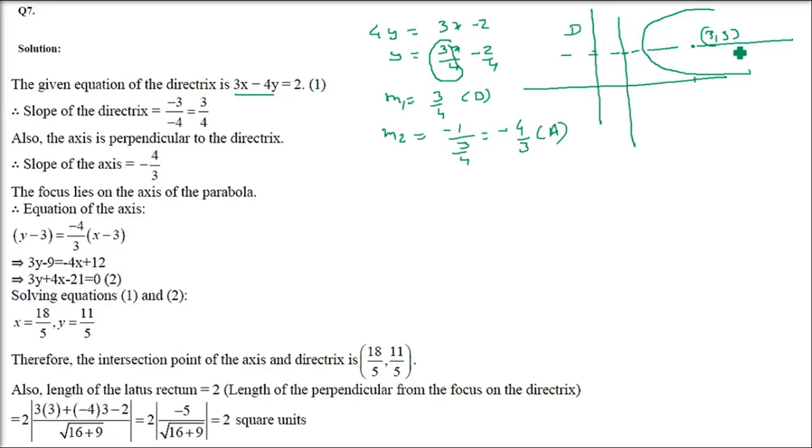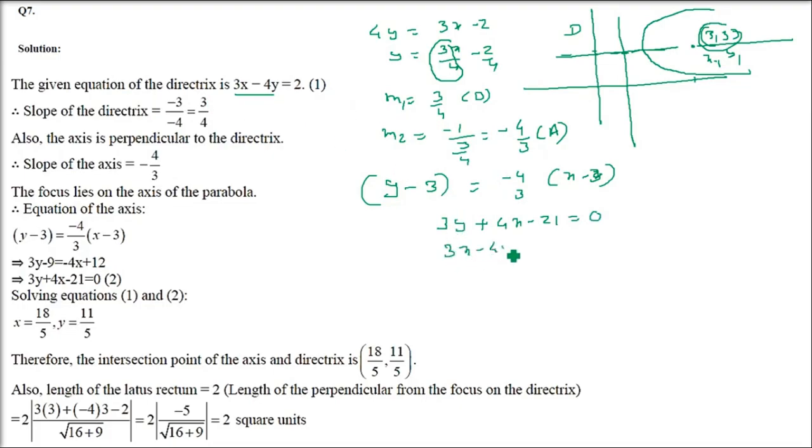Now the focus is on the axis, and it is passing through (3, 3). So the slope is also known. The slope is minus 4 by 3. It is passing through (3, 3). So what is the equation? y minus y1 equals m times (x minus x1). (x1, y1) is (3, 3) and m is minus 4 by 3. So this is the equation being formed: 3y plus 4x minus 21 equals 0. Now this is the equation of the axis.